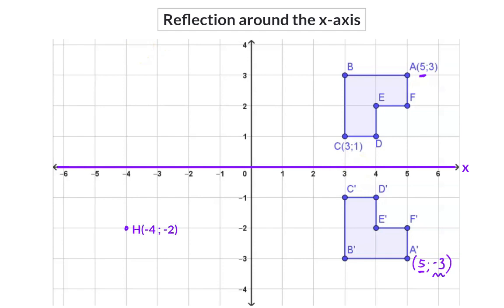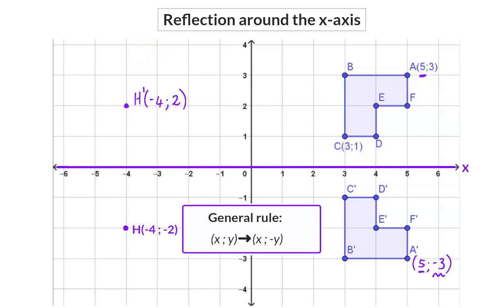So if we look at point H and reflect it around the x-axis, the image will lie above the x-axis, and again, the x value will stay the same, but the sign of the y value will change and now be positive 2. So the general rule for a reflection around the x-axis will be that the coordinate's y value changes sign.